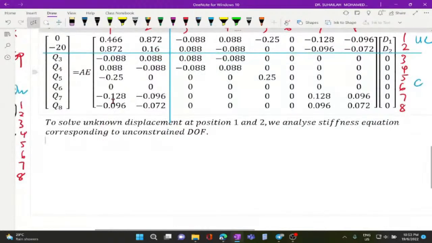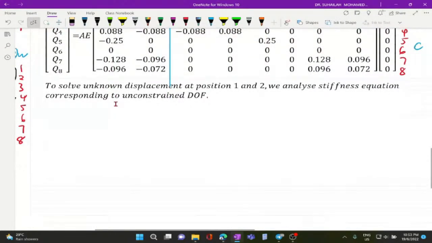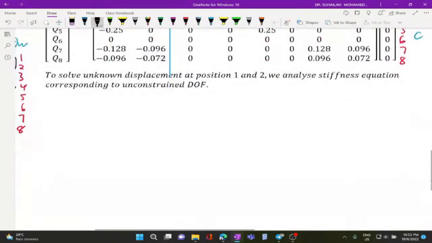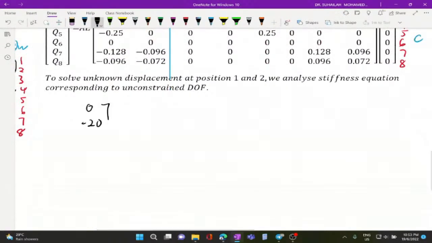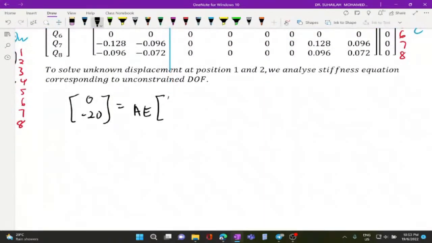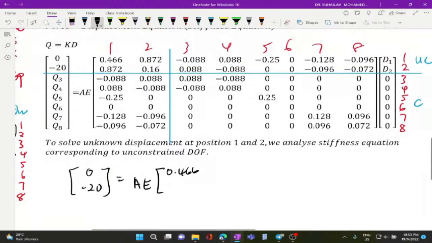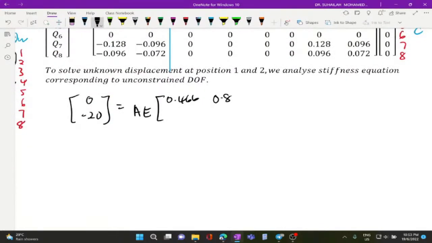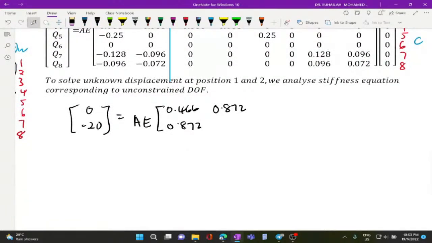So we can write the equation as this. So we have 0 and negative 20 equal to AE times the matrix 0.466, 0.466, 0.872, 0.872, and 0.16, 0.16, times D1 and D2.